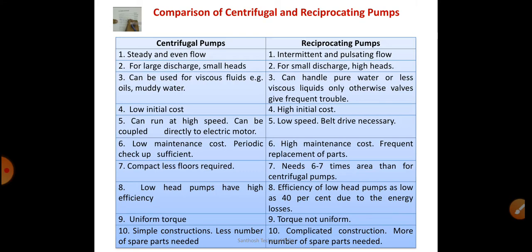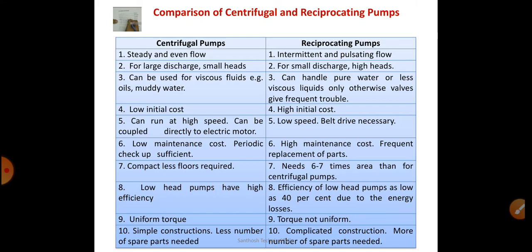In the centrifugal pump, uniform torque is delivered, whereas in the reciprocating pump, torque is not uniform. So the running of the reciprocating pump will produce a huge noise, whereas the centrifugal pump will not produce that much noise. The centrifugal pump is very simple in construction and fewer spare parts are needed, whereas the reciprocating pump has complicated construction and more spare parts are needed. So I hope that you are clear about these centrifugal and reciprocating pumps.